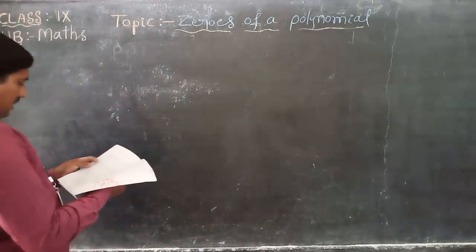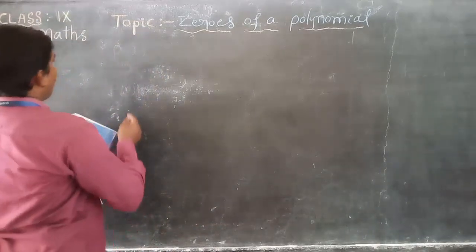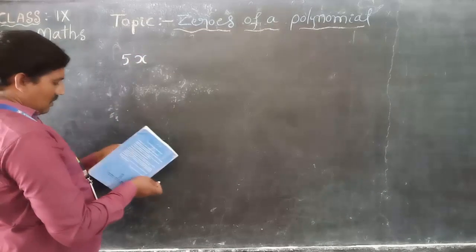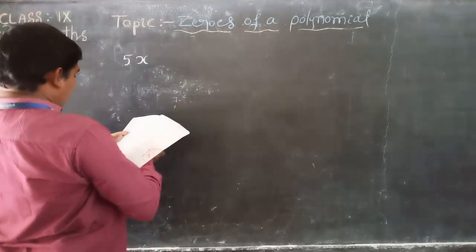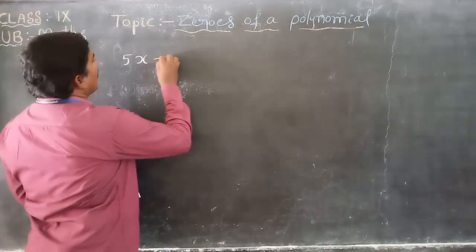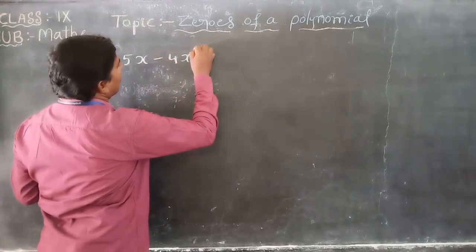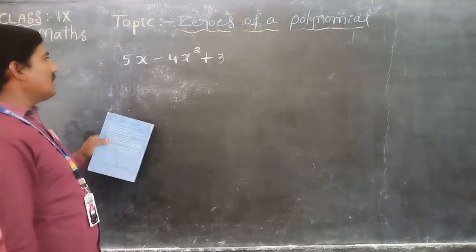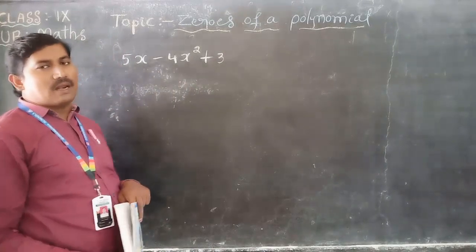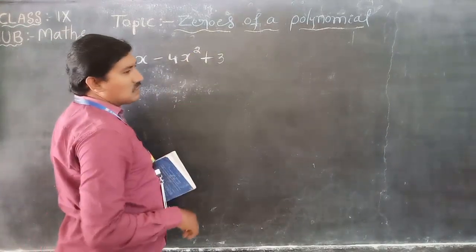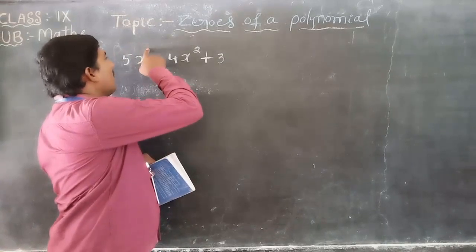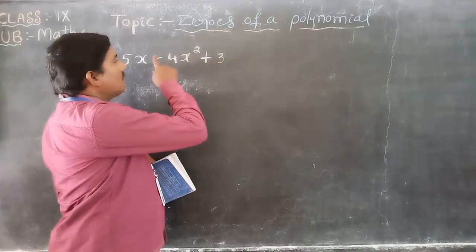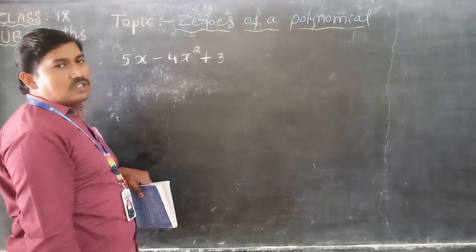Okay, p of x is equal to 5x minus 4x square plus 3. This is a polynomial, and it is a quadratic polynomial. Why? Because the highest power is 2. Here the power is 1, here the power is 2, and a constant means the power is 0. So this polynomial's degree is 2.